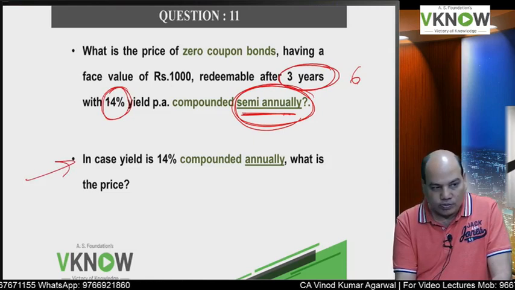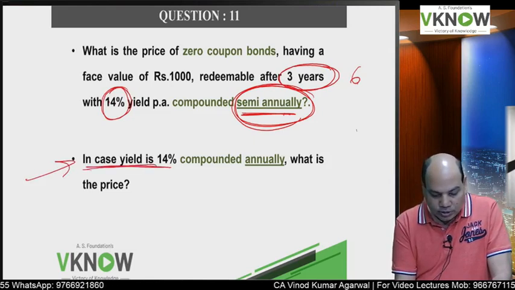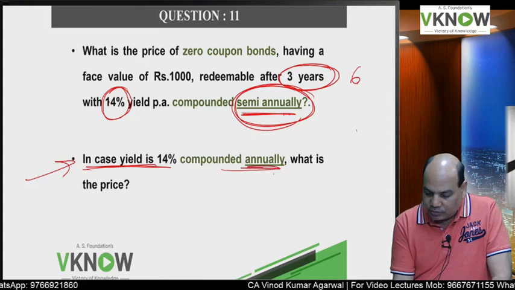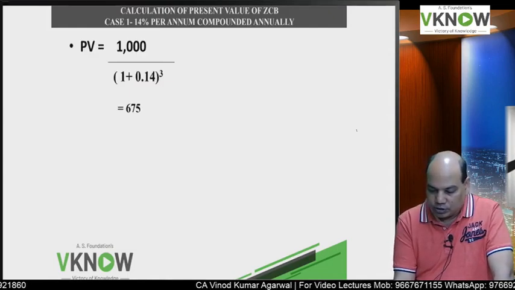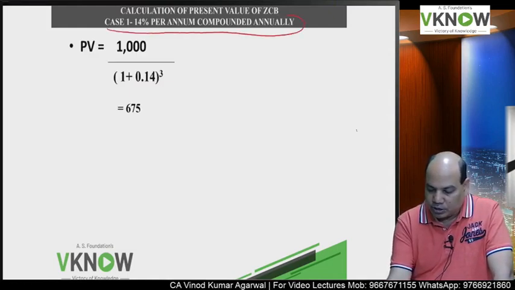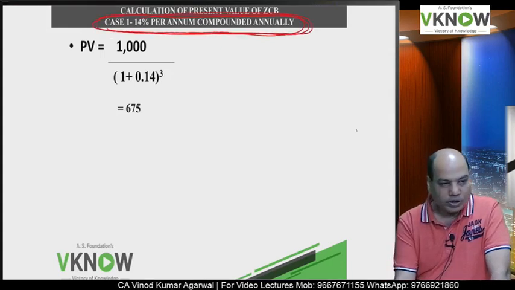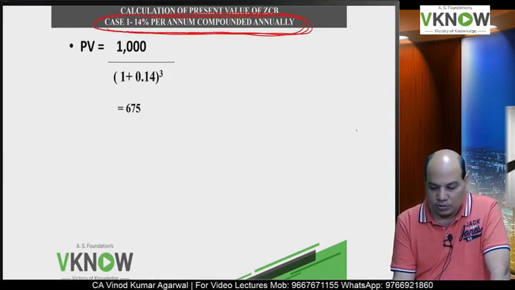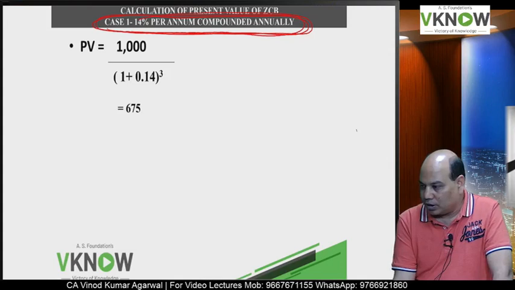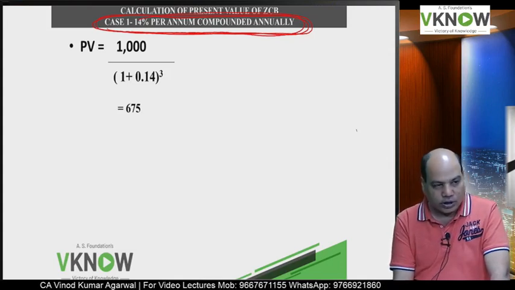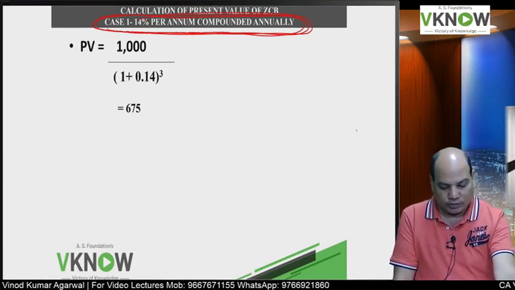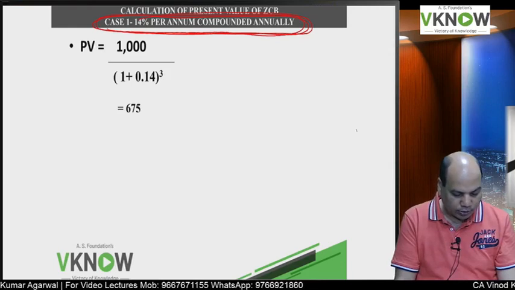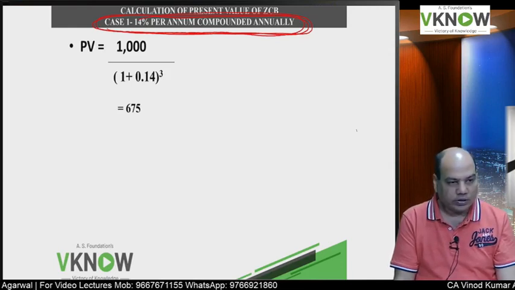Okay. Second question is same, which we have done just now. In case the yield is 14%, compounded annually like the previous one, what is the price? So write down first case 1, 14% per annum compounded annually. So the answer will be 1000 divided by 1.14 to the power 3.